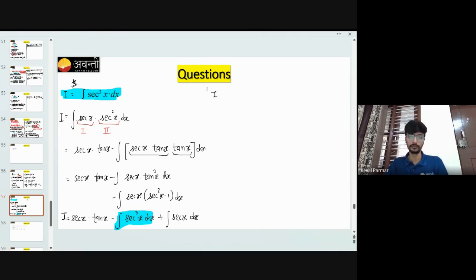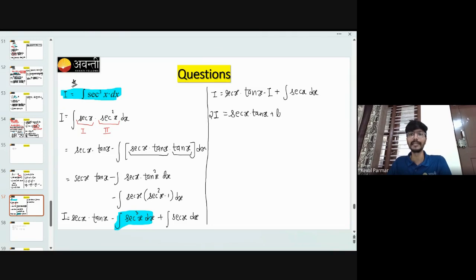I equals, let me divide it. I equals sec x tan x minus I plus integration of sec x dx. Now minus I will come to the left-hand side. I'll get 2I equals sec x tan x plus, what is integration of sec x? It is log mod sec x plus tan x plus c.